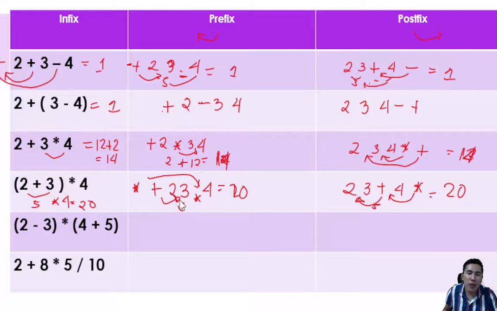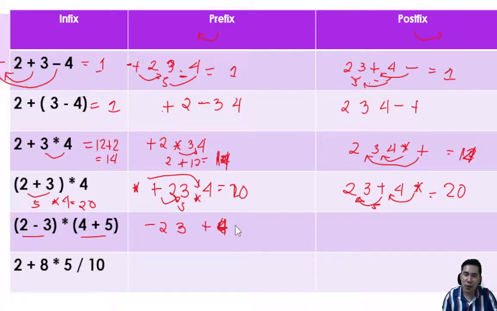Now, how about this one? Another fully parenthesized expression. This one is actually easy because you will just need to first do this one, and then this one again, and then after, before this one. Then you have minus 2, 3, okay, and then you have here plus 2, ay, mali jud ning kuan ako.